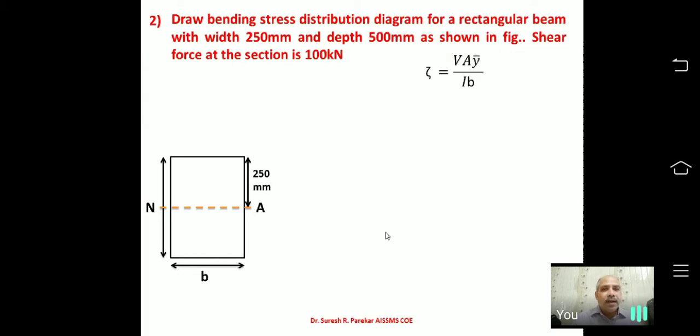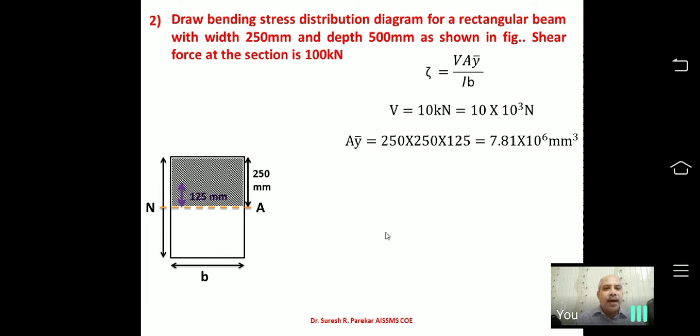Now A y bar. So we have to consider which area. This area which I have shaded has depth 250 millimeter and width 250 millimeters. Shear force is given, that is 100 kilonewton. Now for y bar, we have 125 millimeter of this area. So A y bar is 250 into 250 into 125, which gives me 7.81 into 10 raised to 6 millimeter cube.